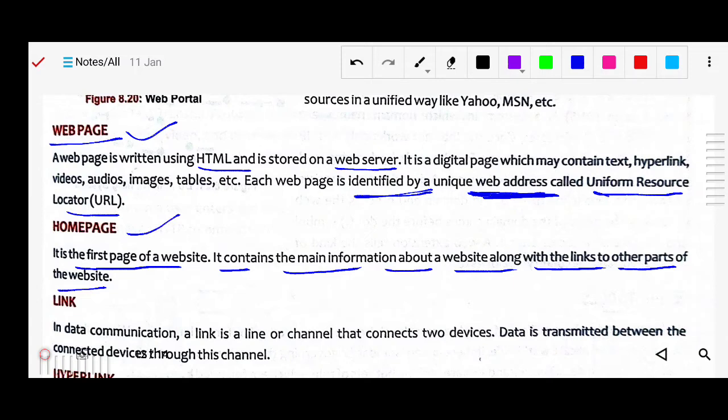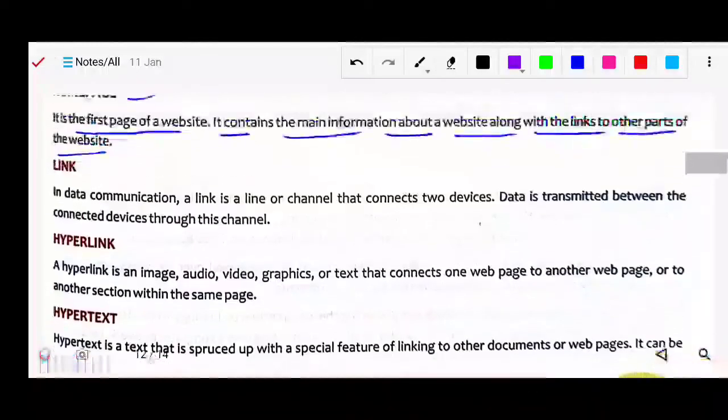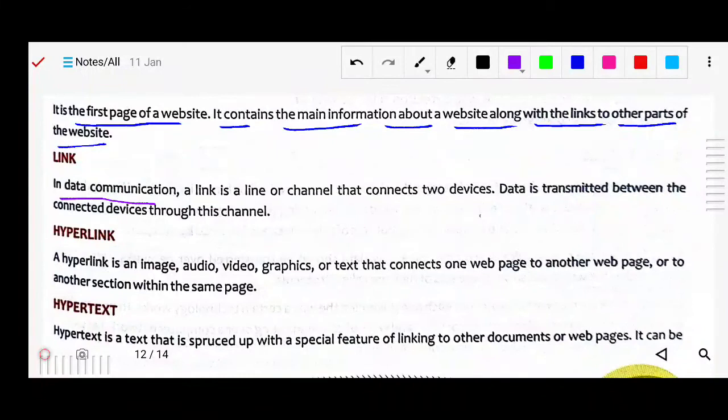Next is link. What is a link? In data communication, a link is a line or a channel that connects two devices. Whenever there is a link or channel, it means you are connecting two devices. Data is transmitted between the connected devices through this channel. Means you are connecting through wire or wireless, pairing two devices for the exchange of data, so they are called links.